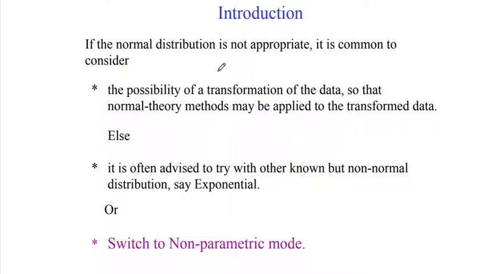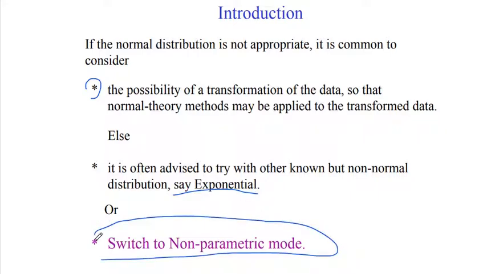If the normal distribution is not appropriate, it is common to consider the possibility of a transformation of the data so that normal theory methods may be applied to the transformed data. Else, if normal distribution conditions are not satisfied, then we move to some exponential distribution, some gamma distribution, different distributions. Then we can switch to non-parametric methods. Now onwards our main motto starts. It is called non-parametric inference.